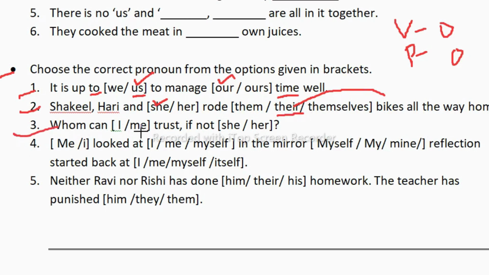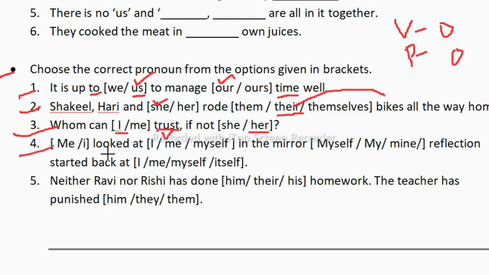Whom can dash. So here, whom can I trust if not she or her? What can we use here? Trust is a verb, and after verb we need to write the object. So her is the correct answer. Whom can I trust if not her? Now let's move to the next one.